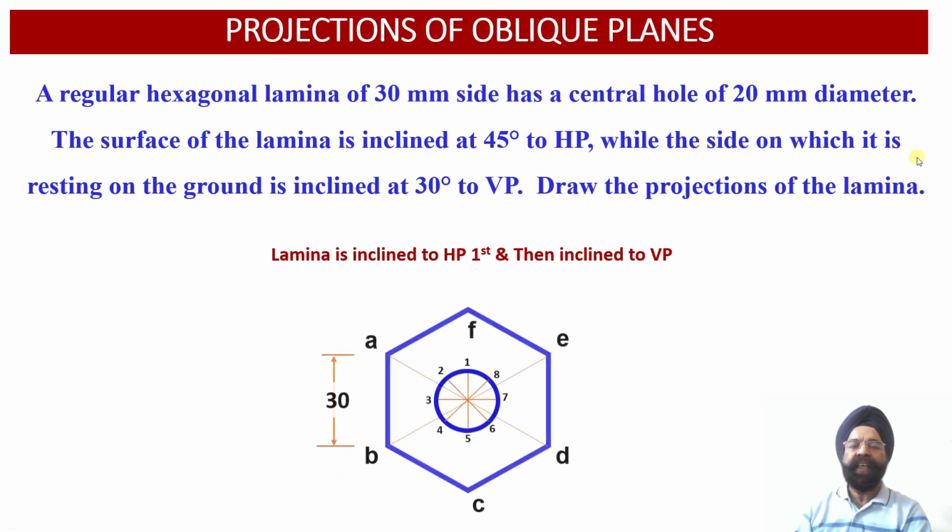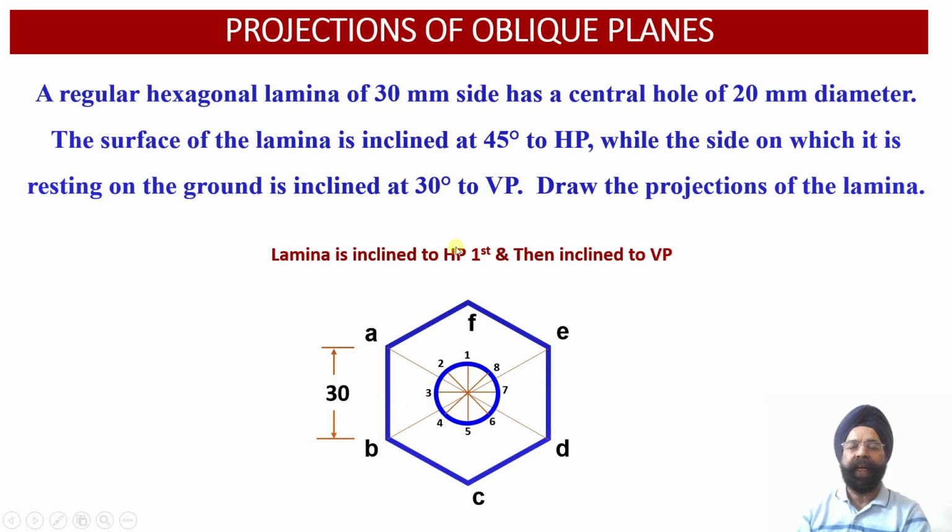Now let us discuss the shape of this particular lamina. So here we have the shape of this lamina. The two edges AB and DE are perpendicular to the vertical plane. So the orientation of the lamina on the horizontal plane has been provided to us. We also know that the edge length of this lamina is 30 millimeter, and it has a central hole of dimension 20 millimeter. So this hole is located centrally in this hexagonal lamina.